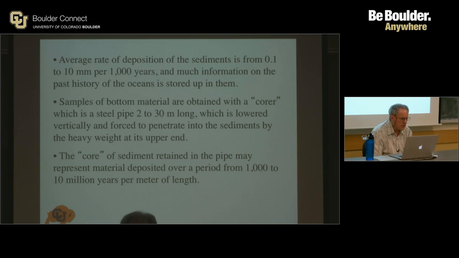So the average rate of deposition of the sediments is from a tenth to 10 millimeters per 1,000 years. So it's very slow. But it's had a long time to do that. Samples of the bottom material, you get with a core, which is a steel pipe that you put down. So they represent material deposited over a period from 1,000 to 10 million years per meter of length. So this stuff has just been gathering down there. There's not a lot of motion down there.